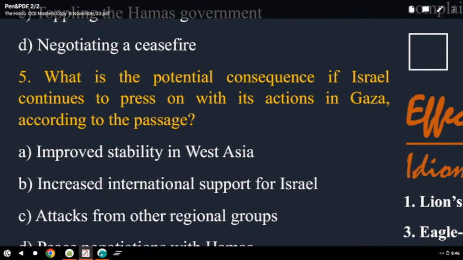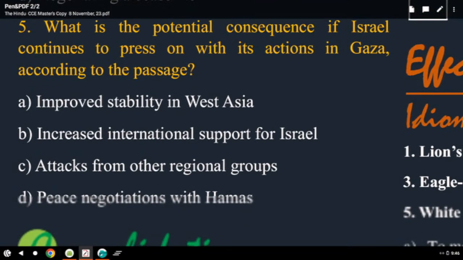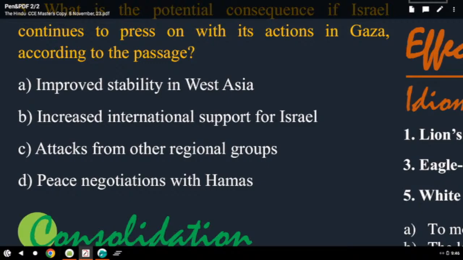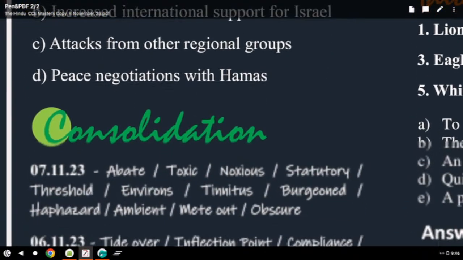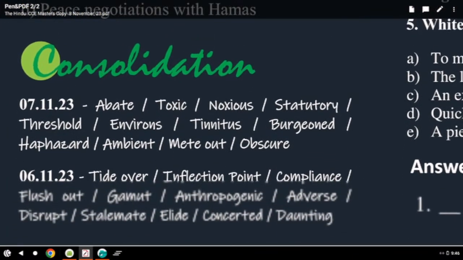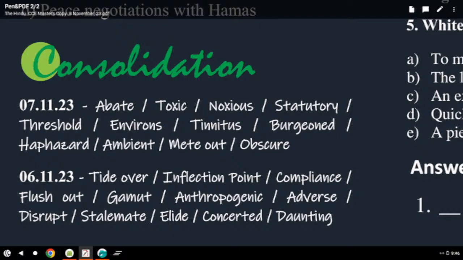What is the potential consequence if Israel continues to press on with its actions in Gaza according to the passage? Improved stability? No. Increased international support? No. Attacks from other regional groups? Yes. Peace negotiations with Hamas? No. So what is the answer here? C is the answer. Now you got words, first yesterday's words, then Monday's. We go in the opposite direction.